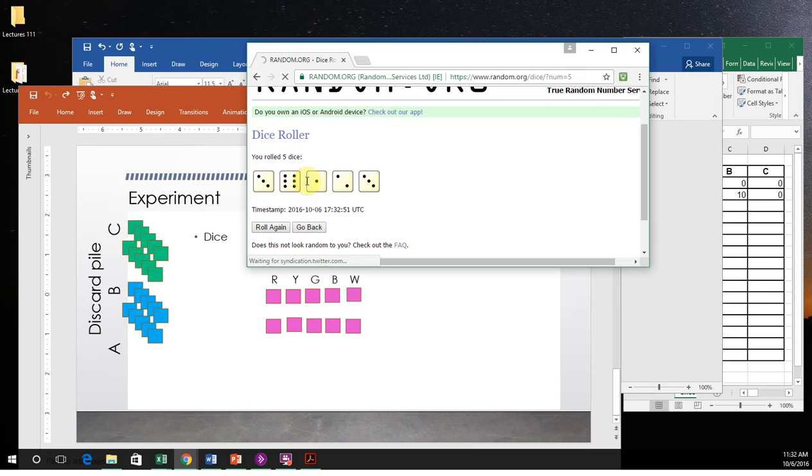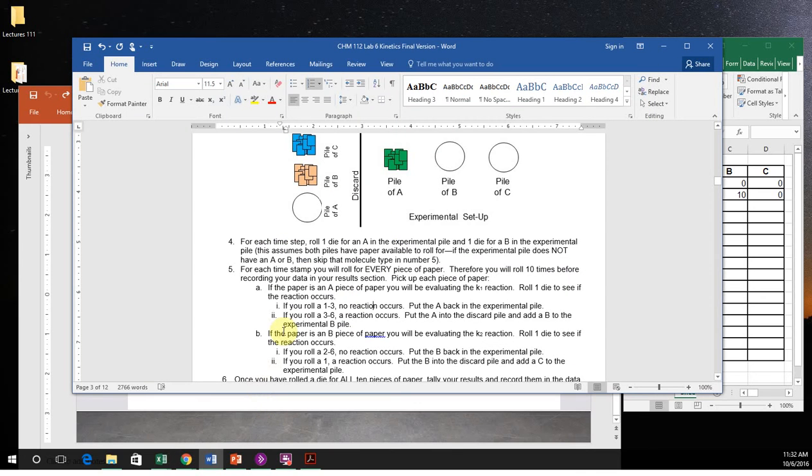Now, looking at the rules, I'm going to line this up. So this is my red dice, my yellow, my green, my blue, my white. Now I'm going to read my rules again. If it's 1 through a 3, I leave it alone. I'm only going to have a reaction if it's 3 to 6. This should be a 4 to 6. Let's make it a little bit easier.